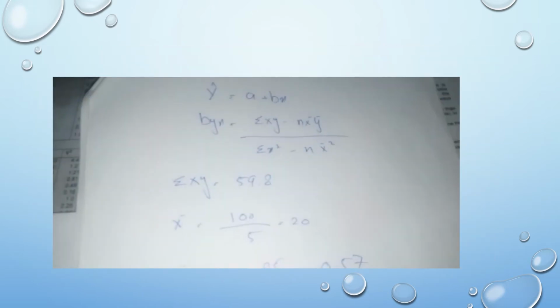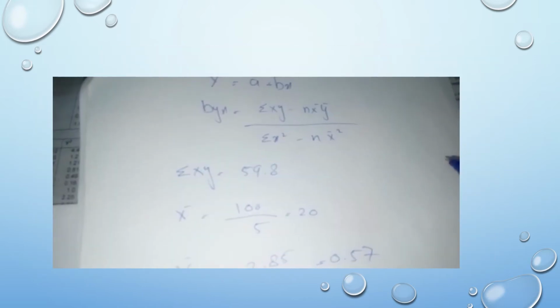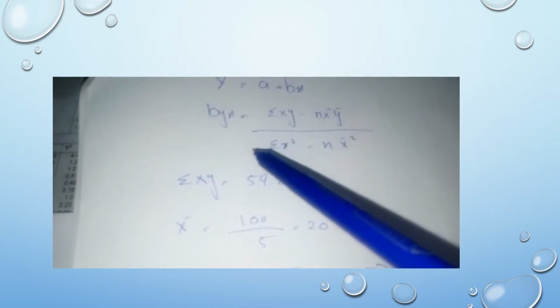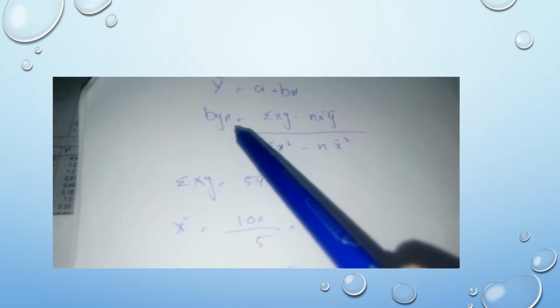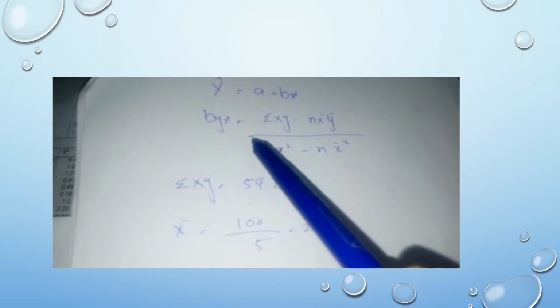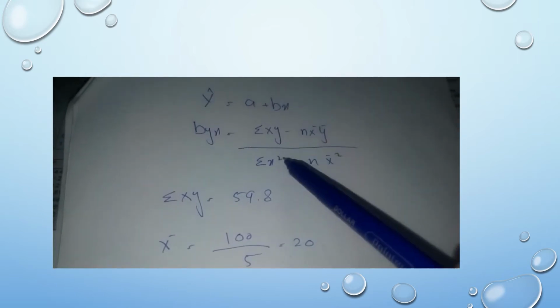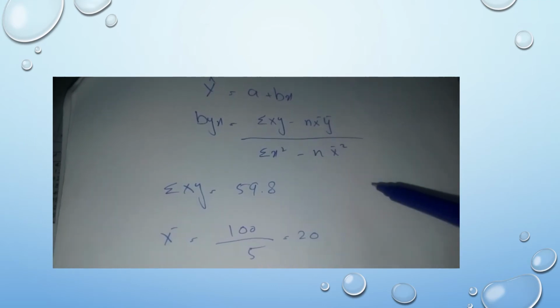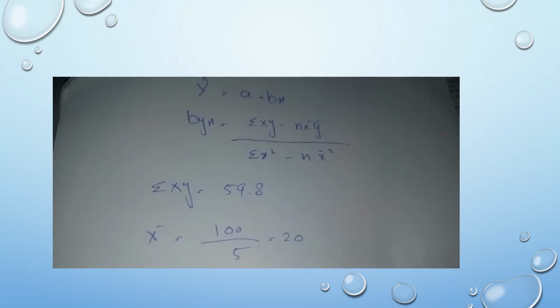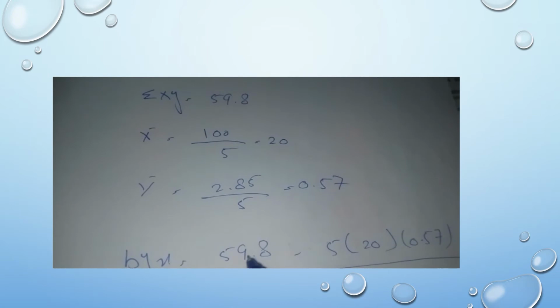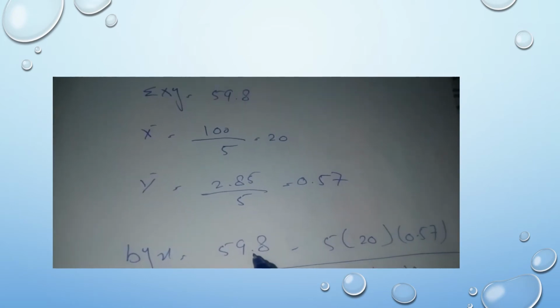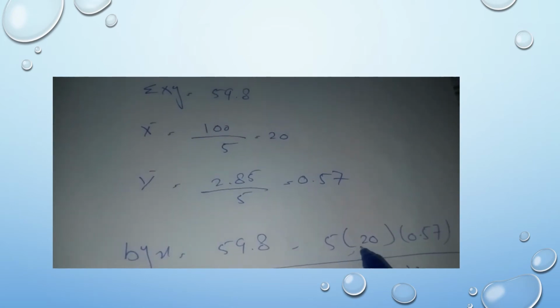So the first step in the regression line is we find out the byx. So we put values according to the formula: 59.8, which is the sum of the xy, minus 5.